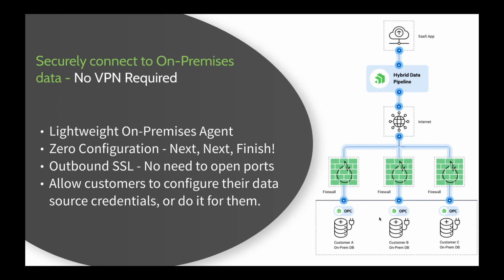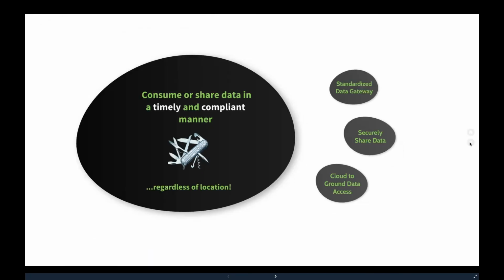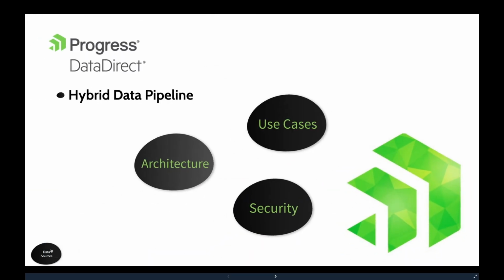So as long as that agent has access to the data on the network where it's installed, you can visualize those data sources up in and have access to them inside of Hybrid Data Pipeline. So it's a very easy way to do that. And really just makes it simple as opposed to having to get IT involved to set up the complex VPN tunnels.